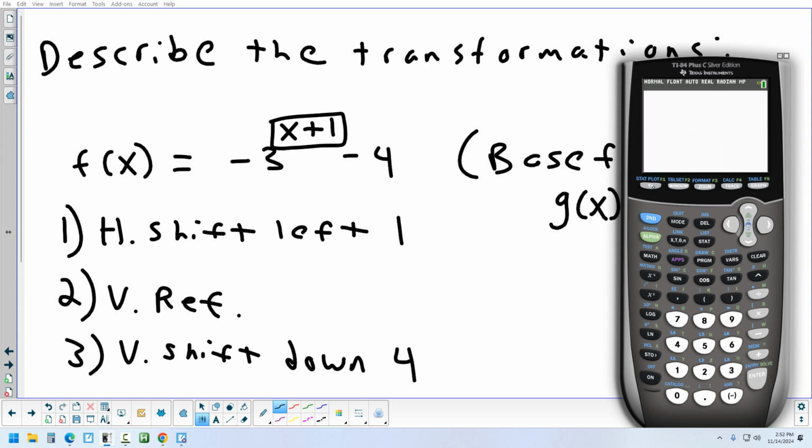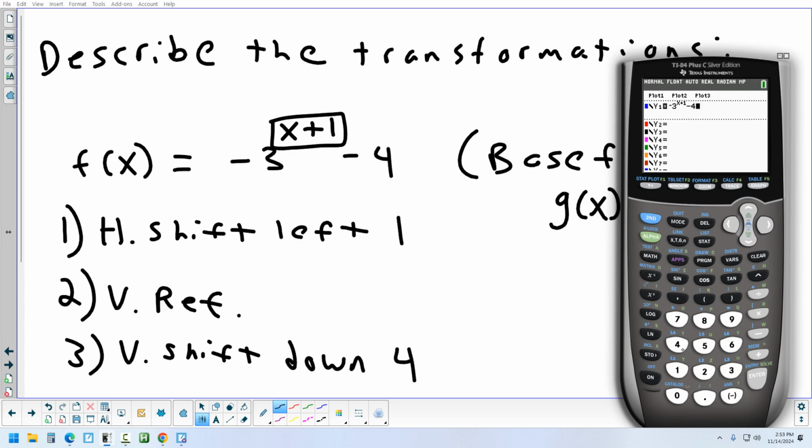So let's combine that question with this one. When we type that in, we've got negative 3 to the x plus 1. We shouldn't need any parentheses around the x plus 1 because the calculator will handle that as the exponent. Just make sure the minus 4 is outside it. Yeah, that should be okay.